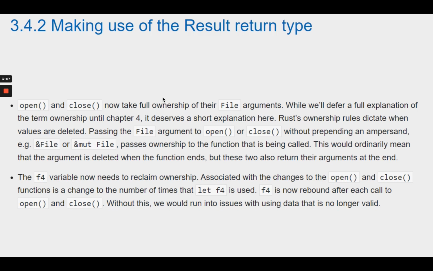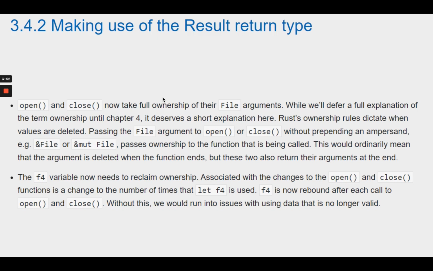open() and close() now take full ownership of their File arguments. While we'll defer a full explanation of the term ownership until Chapter 4, it deserves a short explanation here. Rust's ownership rules dictate when values are deleted. Passing the File argument to open() or close() without prepending an ampersand, e.g. &File or &mut File, passes ownership to the function that is being called. This would ordinarily mean that the argument is deleted when the function ends, but these two also return their arguments at the end. The f4 variable now needs to reclaim ownership.